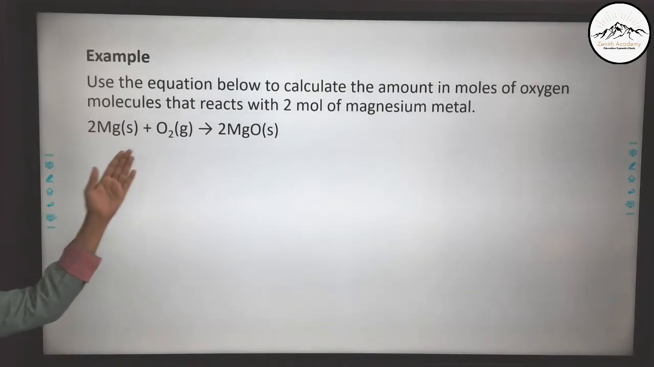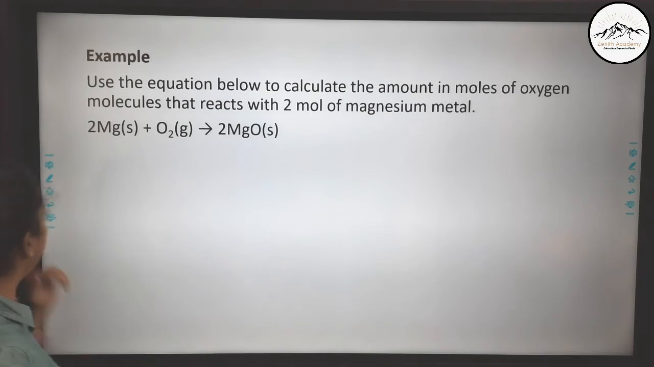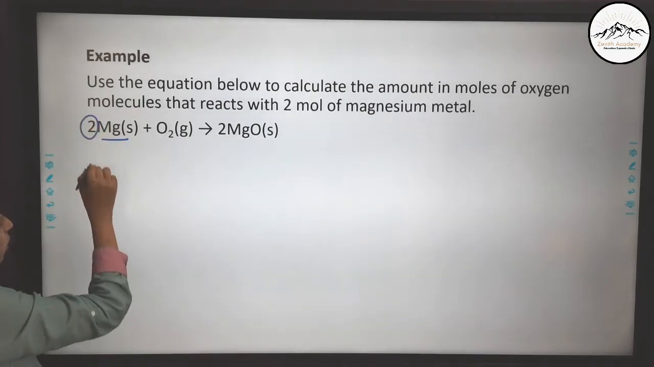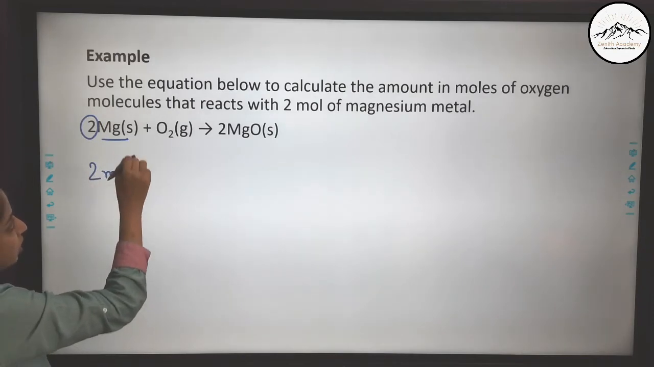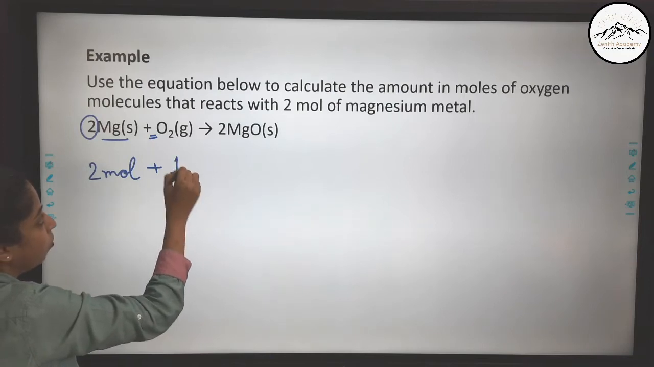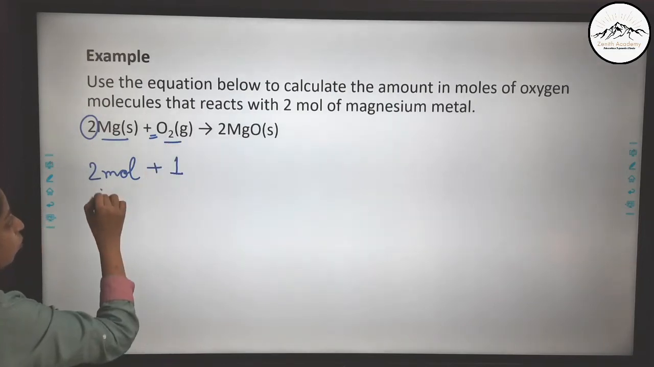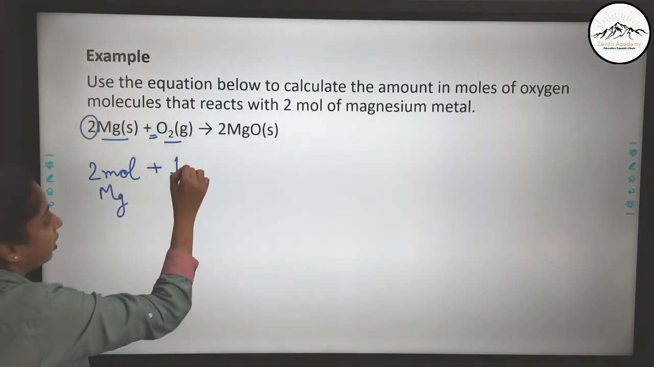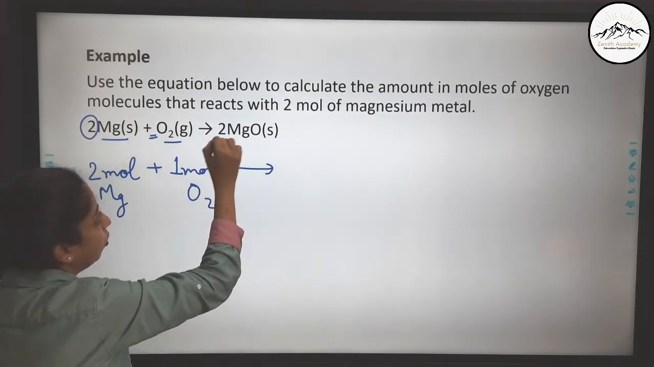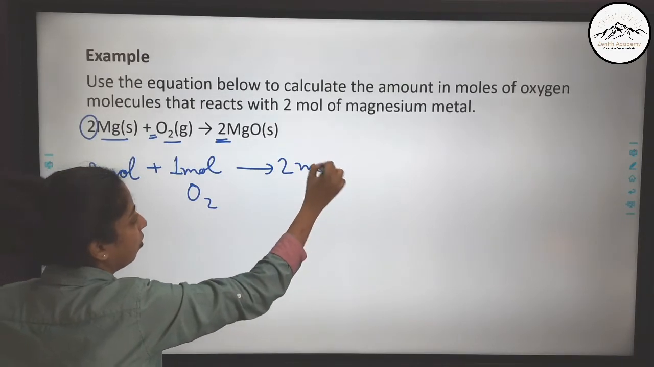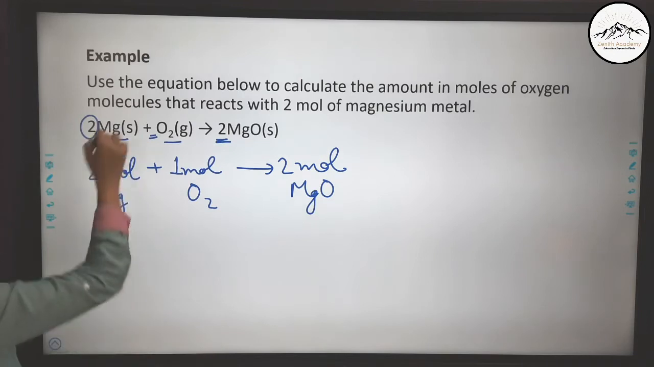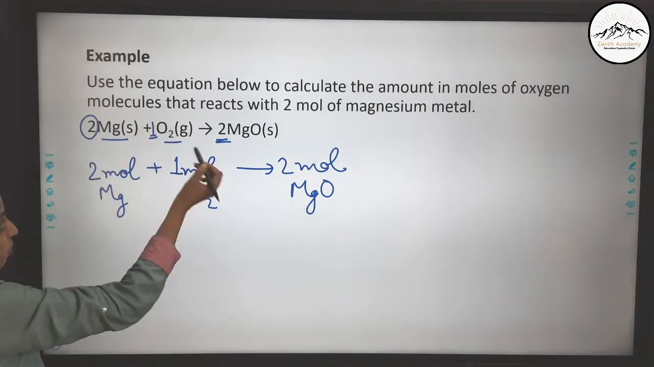2Mg plus O2 gives 2MgO. So, what does it mean? See, here there is a coefficient 2. So, it means 2 moles of Mg, there is no coefficient for oxygen, reacted with 1 mole of oxygen. So, 2 moles of Mg reacted with 1 mole of oxygen to give you 2 moles of MgO, magnesium oxide. Since there is no coefficient, we write 1.